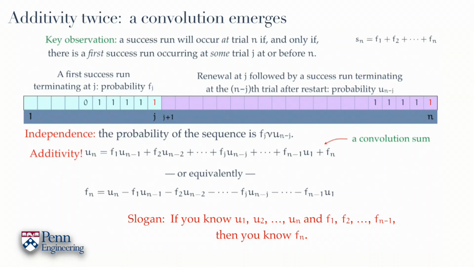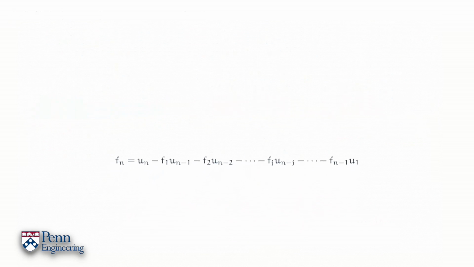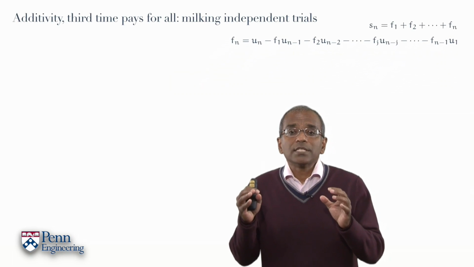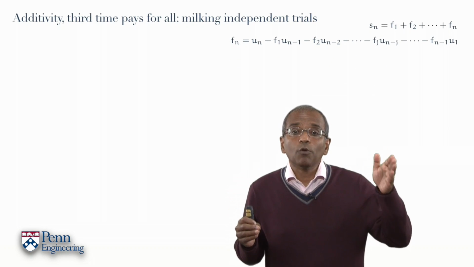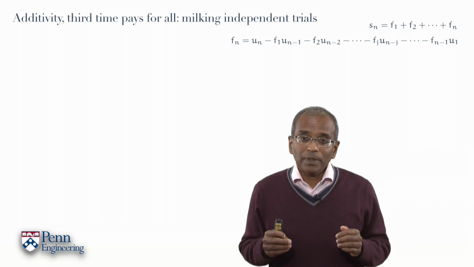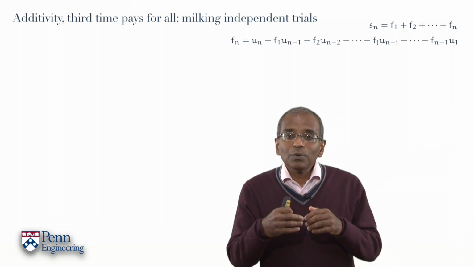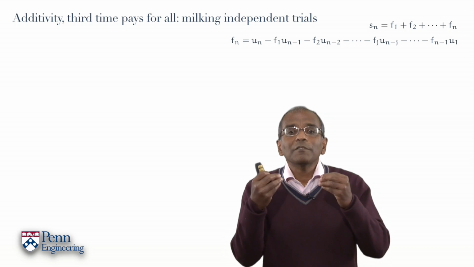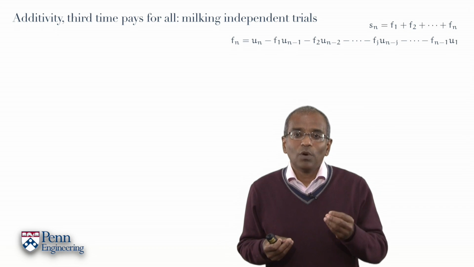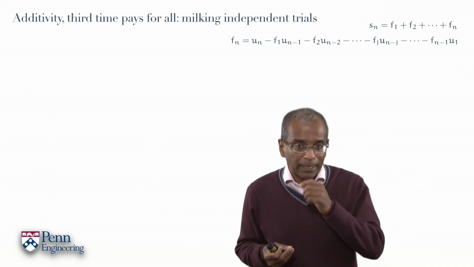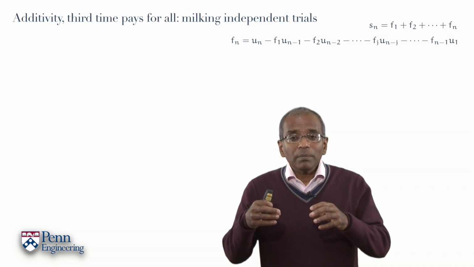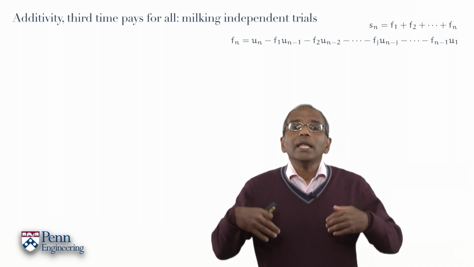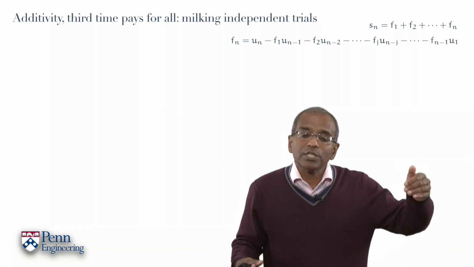Let us take stock. We are interested in computing the probability of a success run of length 5 on or before the nth trial, Sn. We managed to reduce that to a question about the probabilities of first success runs, F1, F2, F3 through Fn. And we managed to fob that off to a question about computing the probability of any success run terminating at a given point, say n.